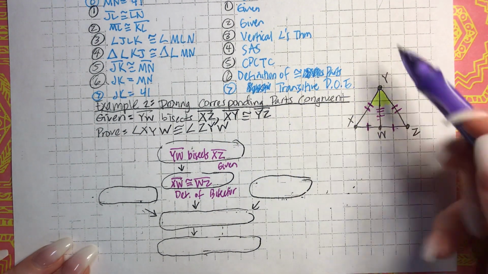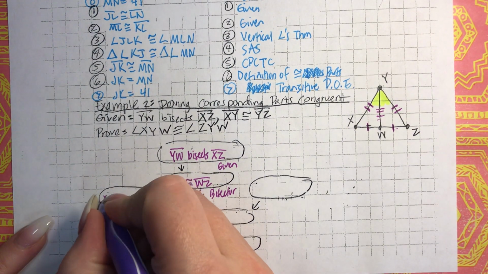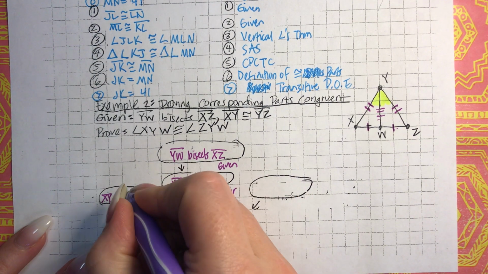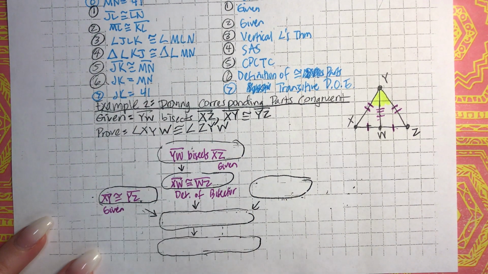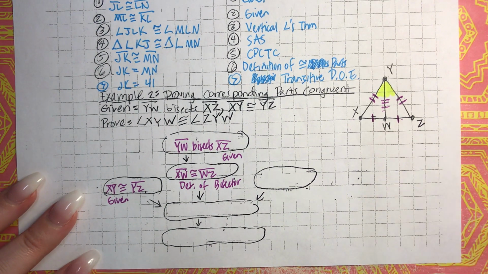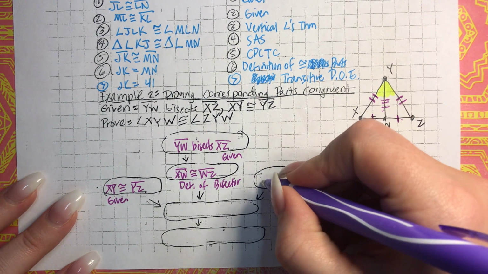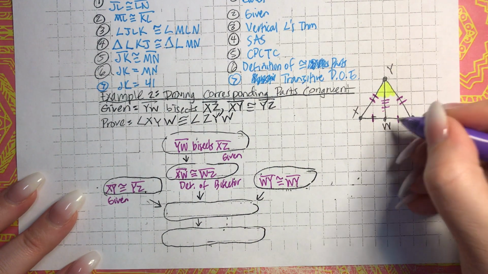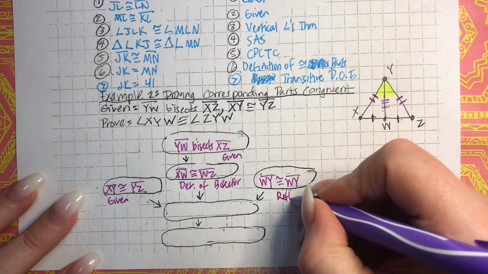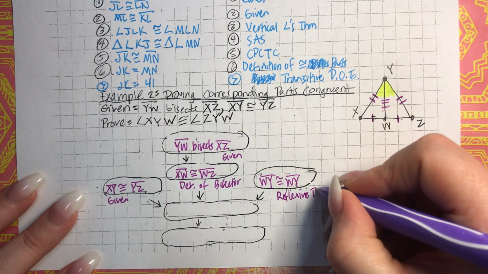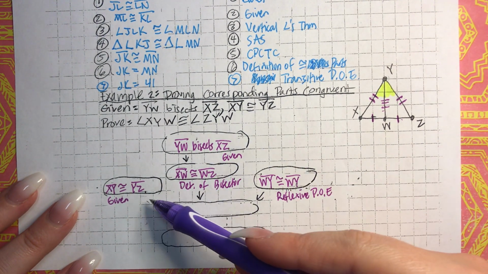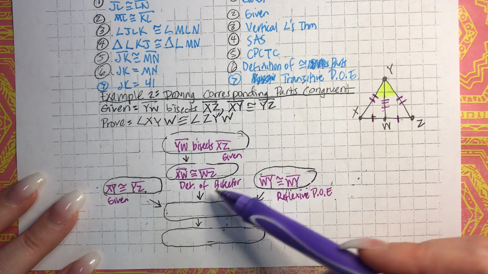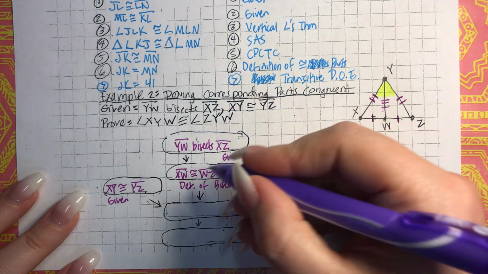Then what do we have? This given information, I'm going to just put that over here. XY is congruent to YZ, and that's just given. And then oh yeah, this one. WY is congruent to WY because of the reflexive property of equality. And look, this is a side, side, side. So those three pieces of information are coming together to prove that the two triangles are congruent.